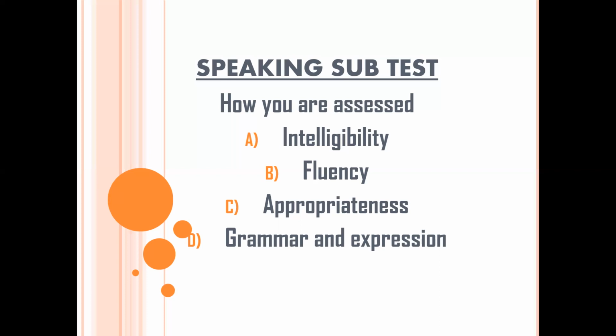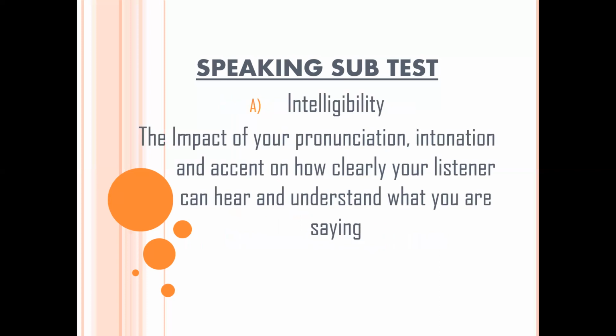Okay, coming back to the first one, intelligibility. What is that? We can check. It means the impact of your pronunciation, intonation, and accent on how clearly your listener can hear and understand what you are saying. So we can start from the last. The first thing that you have to make sure is that the person who is listening to you understands clearly what you are explaining.